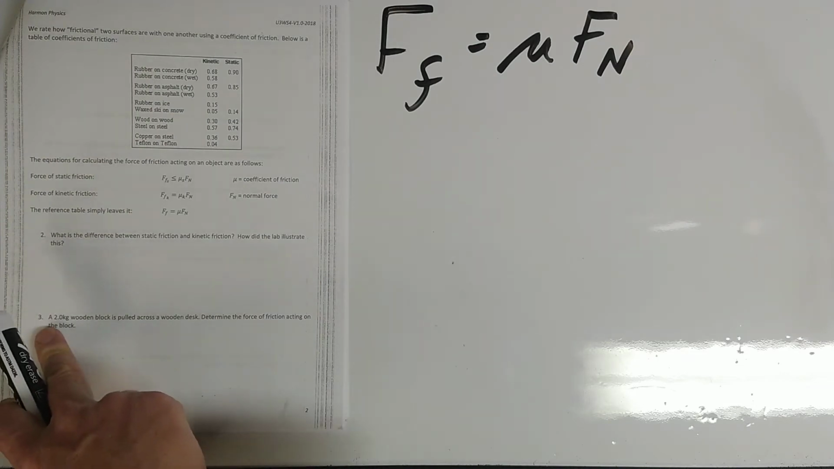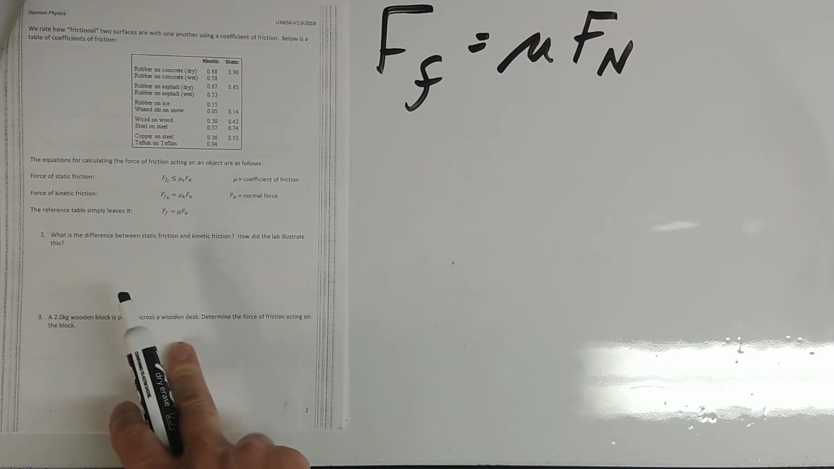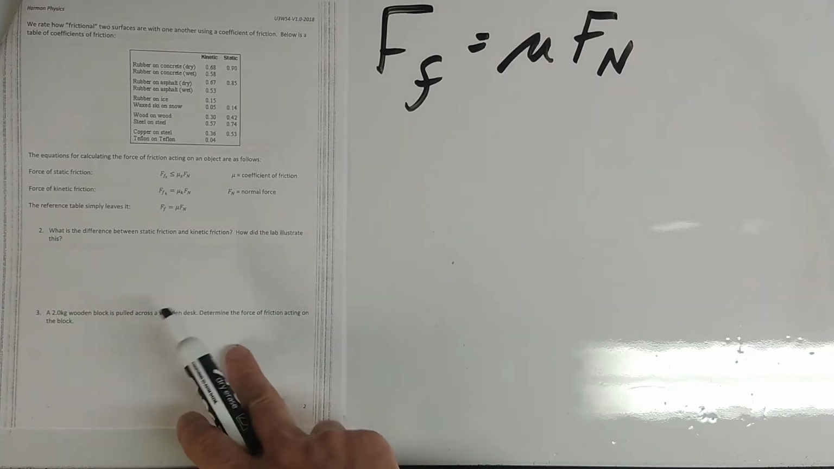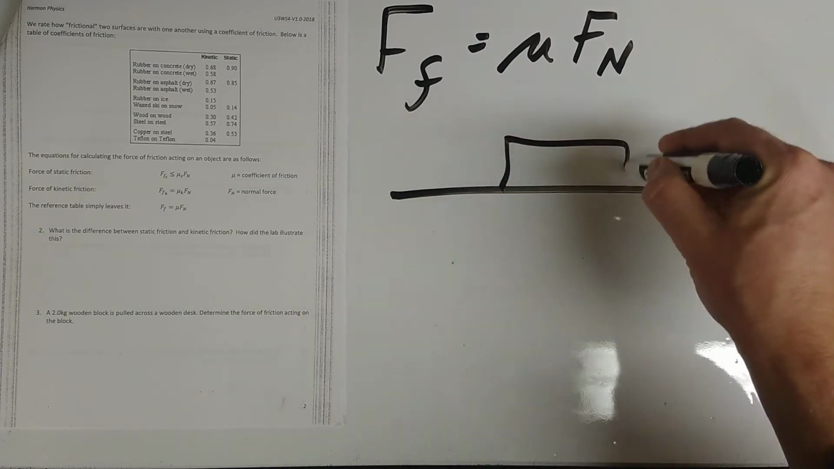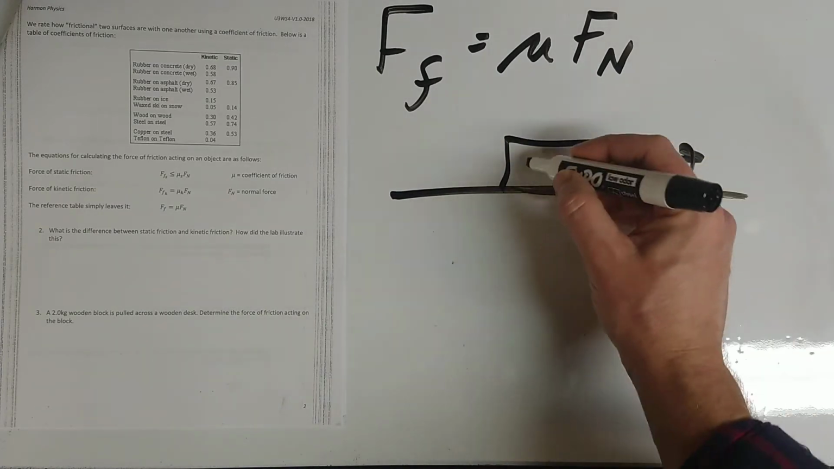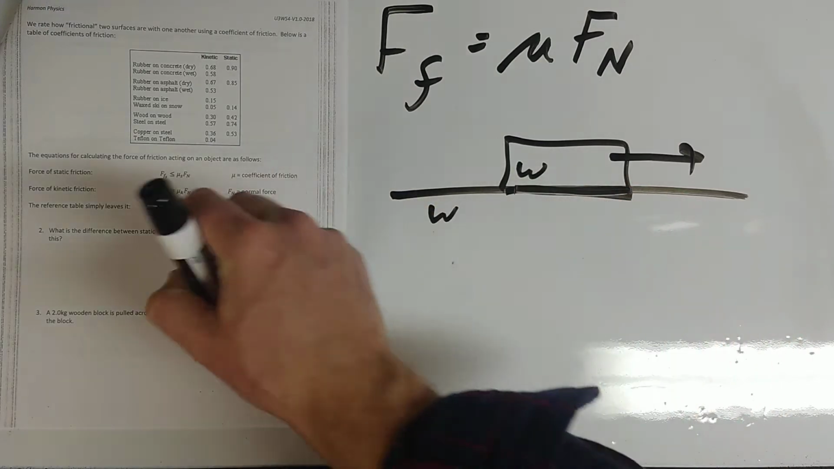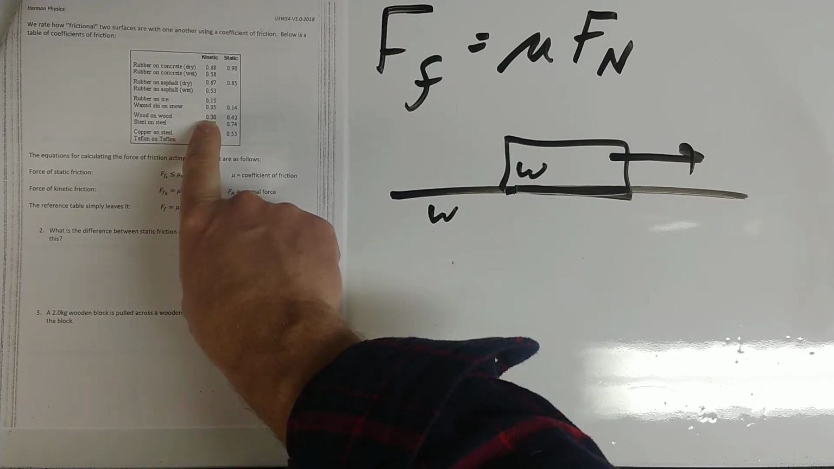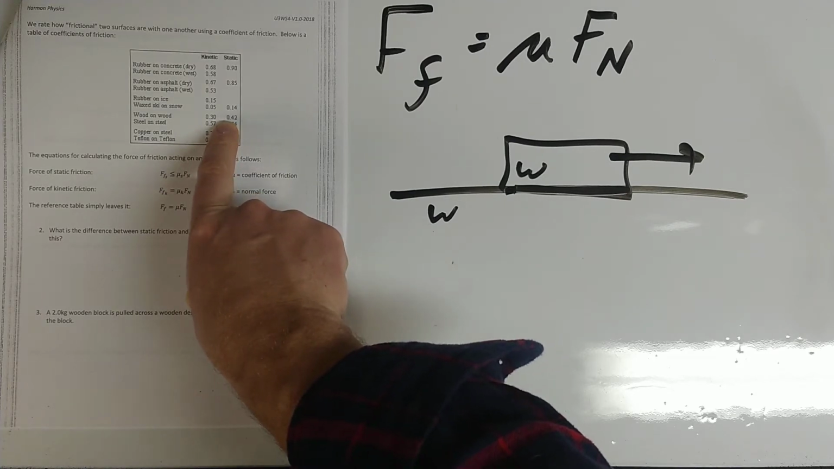So for number 3 here, a 2 kilogram wooden block is pulled across a wooden desk. Determine the force of friction acting on the block. So it's being pulled across a wooden desk. That's very important. So it's moving along the desk. We have a wooden block on a wooden desk. So the surface here is wood on wood. Right there, it's on your reference sheet. We see 0.3 for the kinetic coefficient and 0.42 for the static. So it takes a little bit more to break it free than it does to keep it moving.